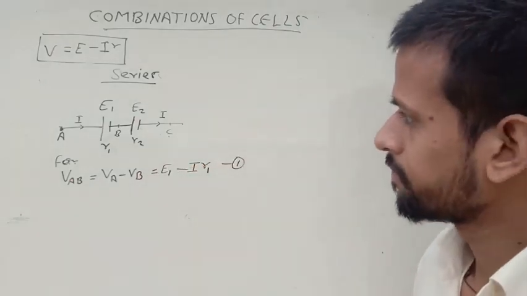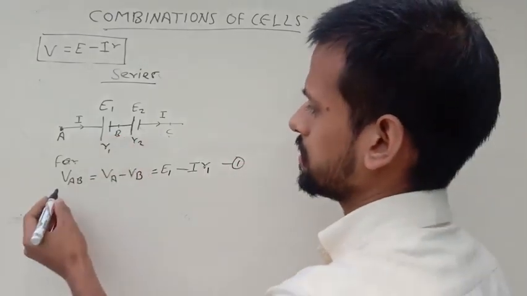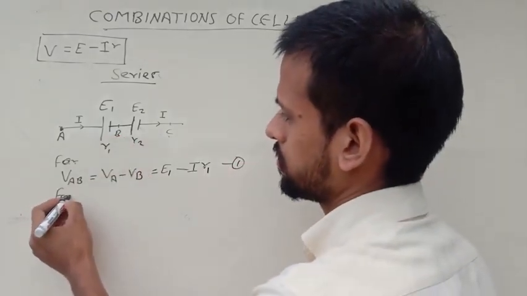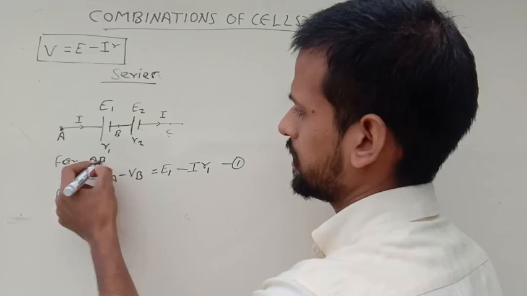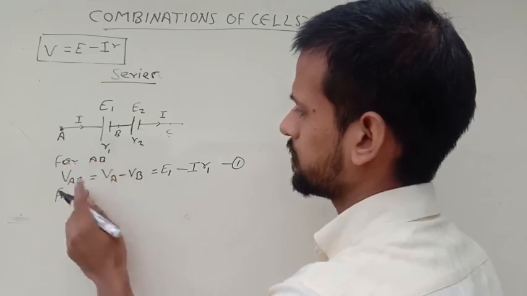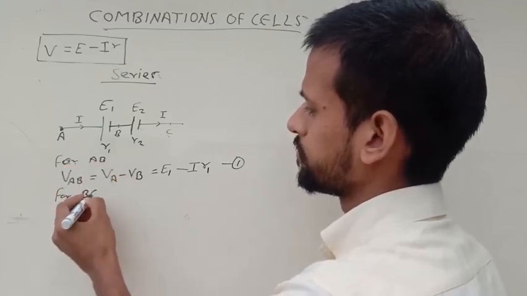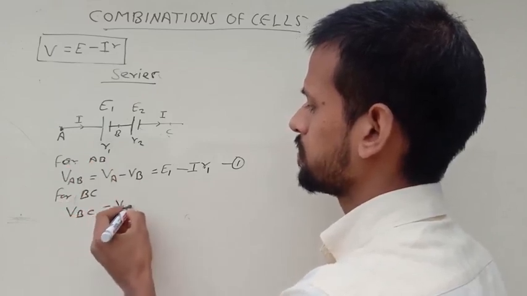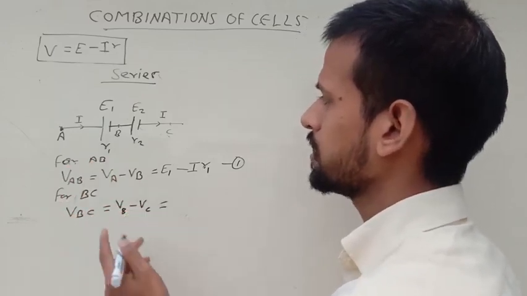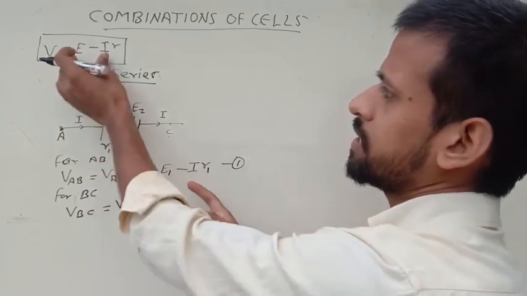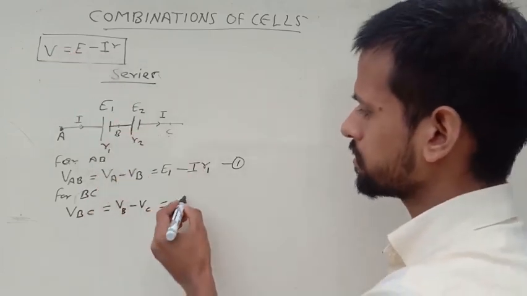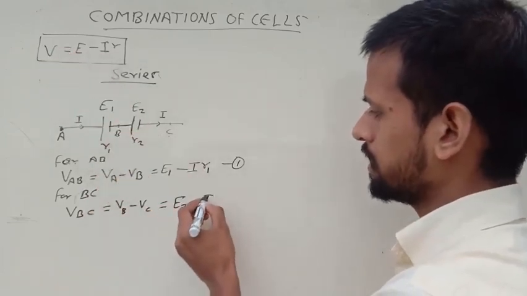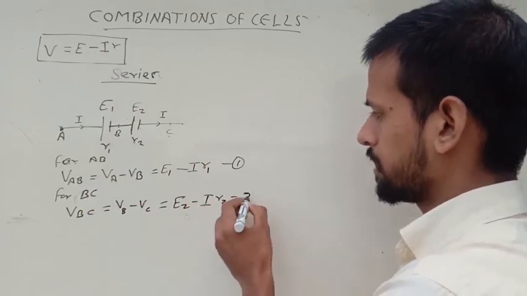This is for terminal AB, and for terminal BC, VBC is equal to VB minus VC, and according to this formula it is E2 minus I R2. This is equation number 2.